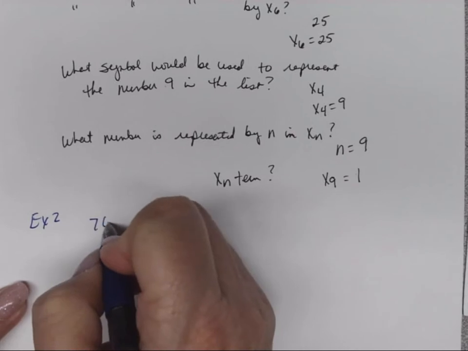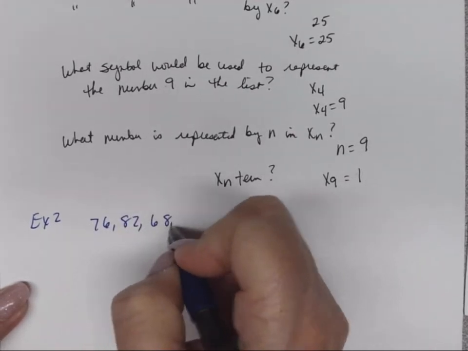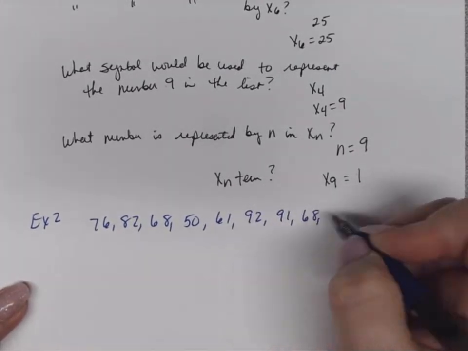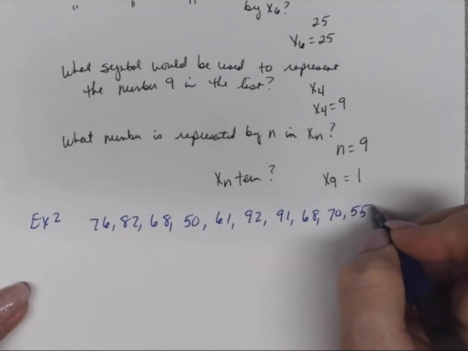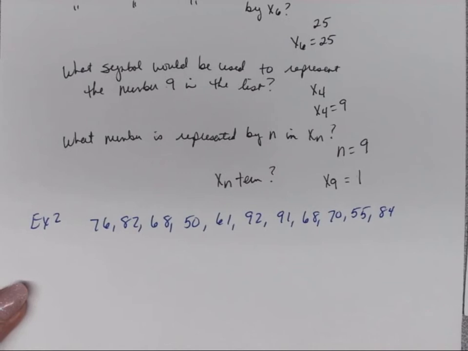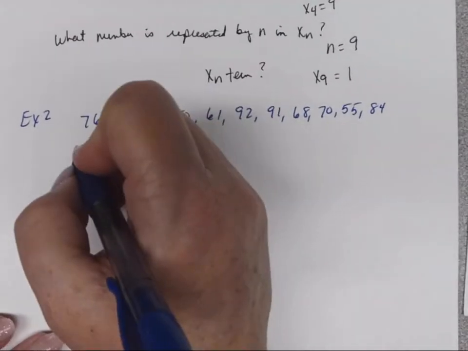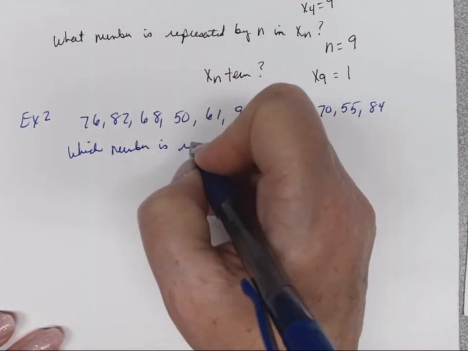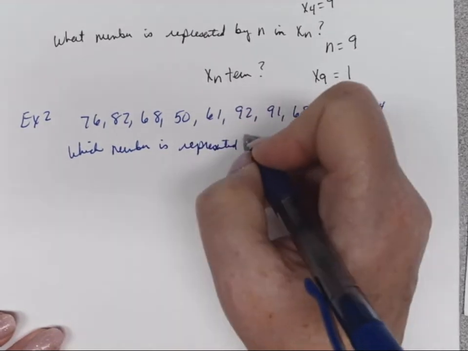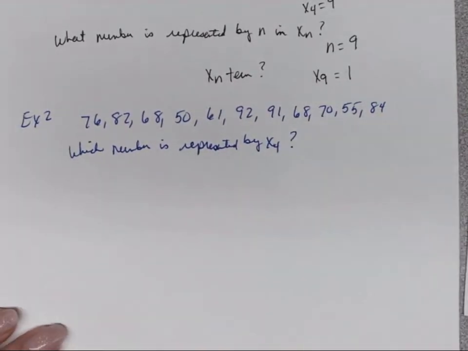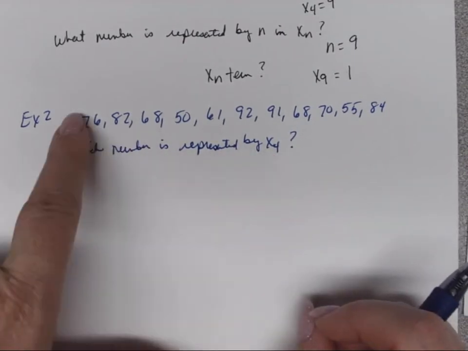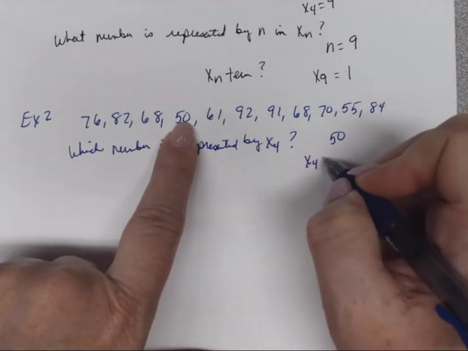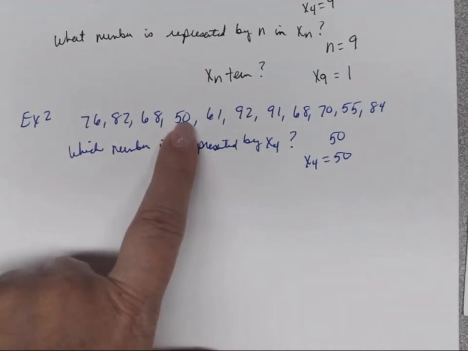So for example 2, we have 76, 82, 68, 50, 61, 92, 91, 68, 70, 55, and 84. So here's our new list of numbers. So which number is represented by x sub 4? Well, x sub 4 tells me it's the 4th number, so 1, 2, 3, 4. So my answer is 50. You could also write x sub 4 is equal to 50 to clarify that it is the number.